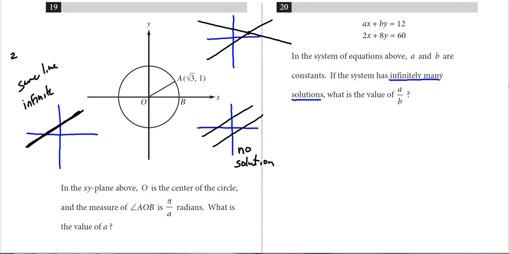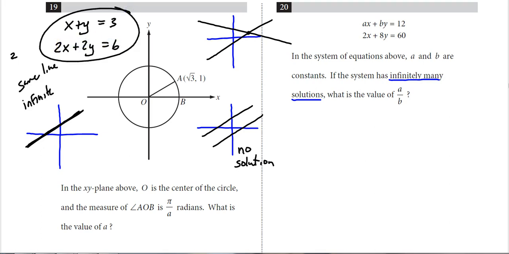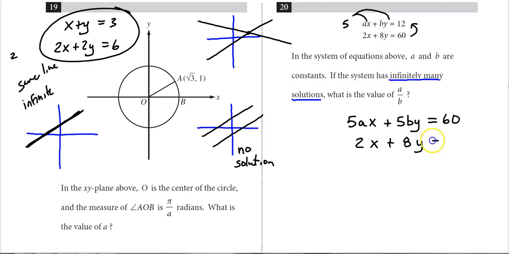Now, the same line happens when one equation is a multiple of the other. For instance, if I have the equation x plus y equals 3 and I multiply everything by 2, 2x plus 2y equals 6, these two are the same exact line because one is just a multiple of the other. So I'm going to make the top line be a multiple of the bottom by multiplying by 5. I think if I multiply it by 5, we'll be in okay shape. So across the top, I have 5ax plus 5by equals 60. And on the bottom, I have 2x plus 8y equals 60.